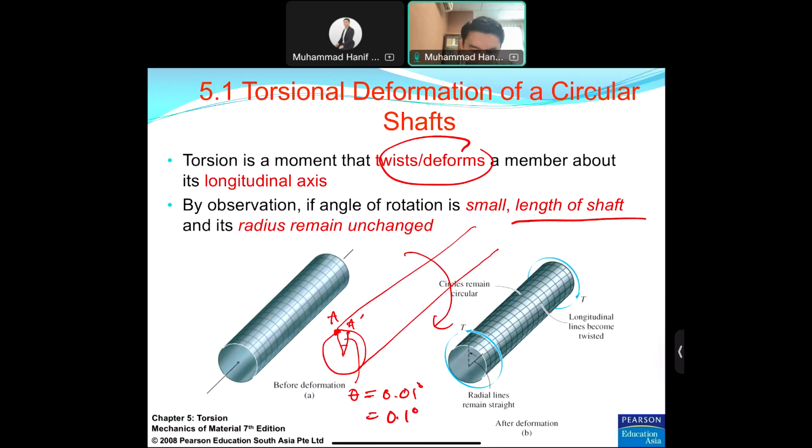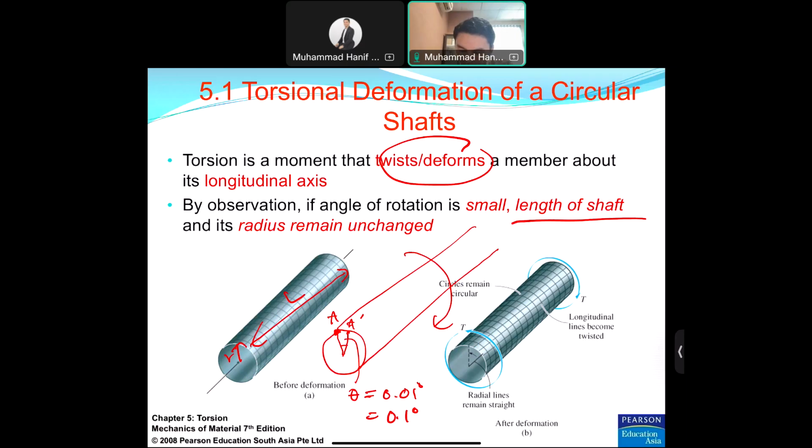So the length of the shaft, which is this length, and also the radius here will remain unchanged because of the small angle of rotation. Okay, you have to keep this in your mind because later on you may have some exercises to calculate the length, the radius, and also the angle of twist for a small angle of twist.